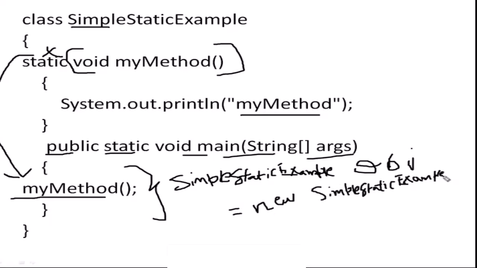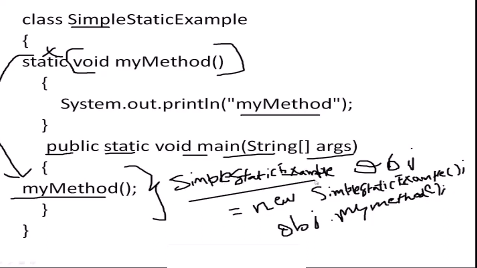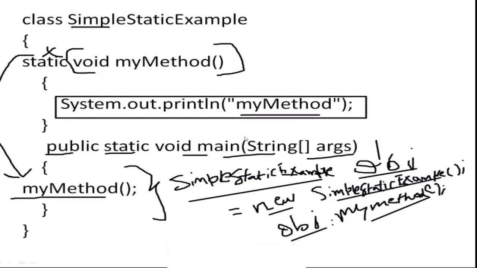Then I need to open a brace and close the brace. Now if I want to access a method inside, obj dot myMethod, open brace and close. Here we have written SimpleStaticExample, then you have created an object equal to new SimpleStaticExample. Now you have used the object obj dot myMethod. What is myMethod? myMethod is going to print System.out.println myMethod. So myMethod will be printed.